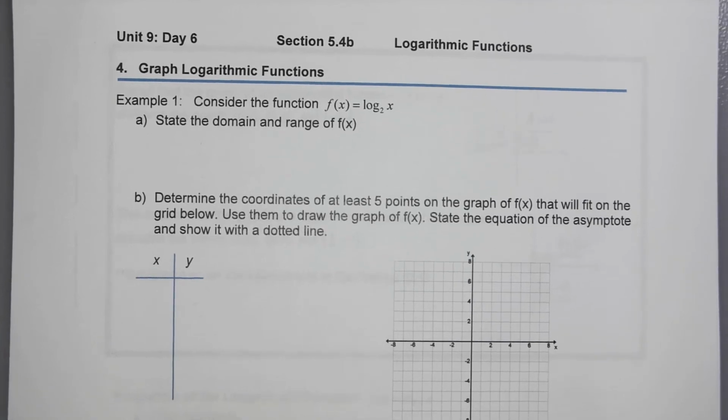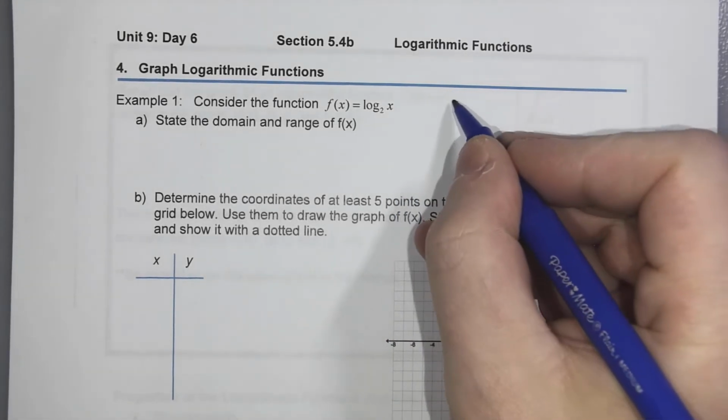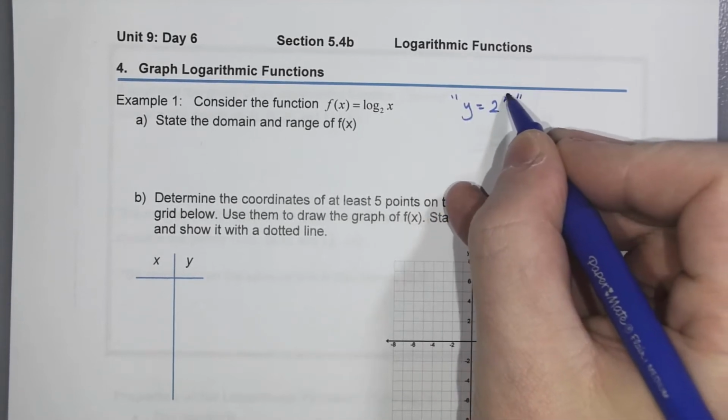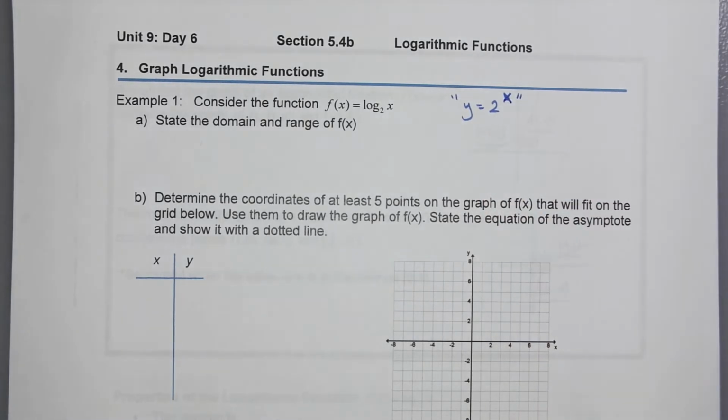Okay, here we're doing some more analysis on logarithmic functions. So consider the function log base 2 of x. In the background, I'm going to be thinking of y equals 2 to the x, because that's one I'm a bit more comfortable with. We learned it earlier on, and so I can do domains and ranges by thinking of the flipping of the y's and the x's, right?